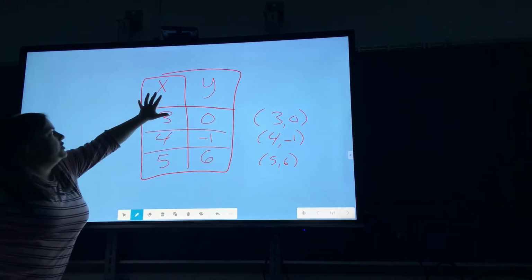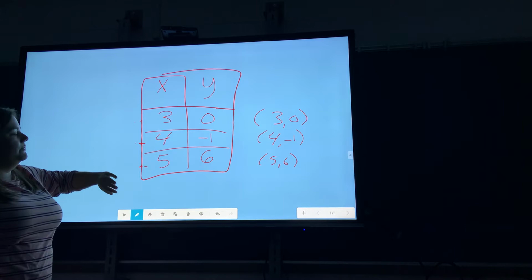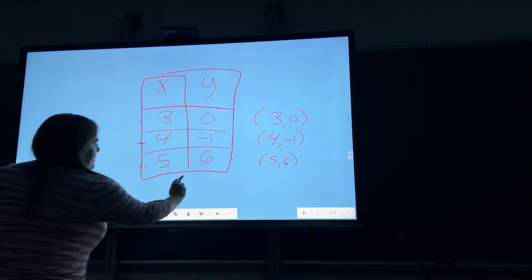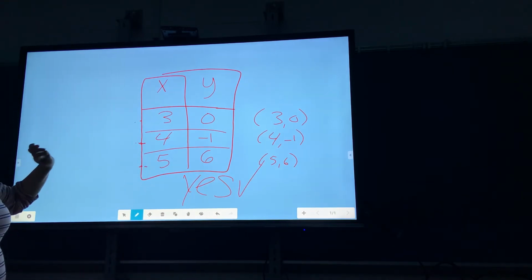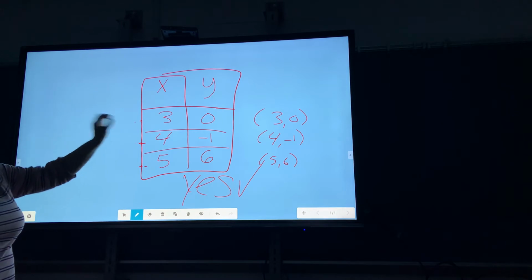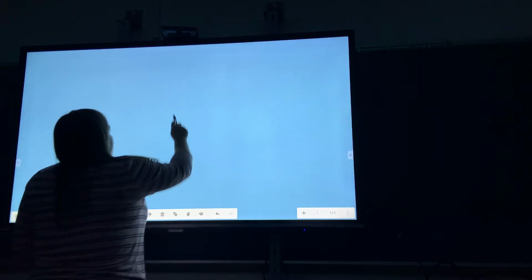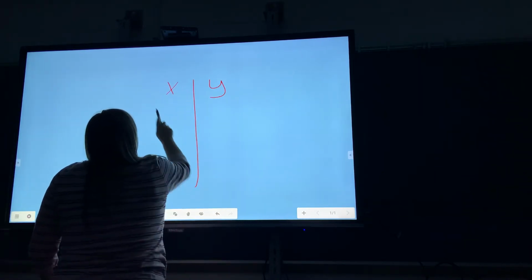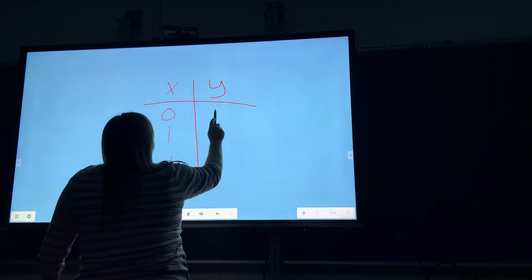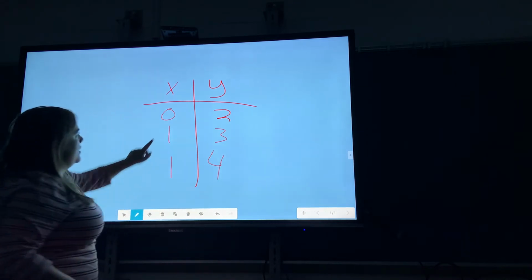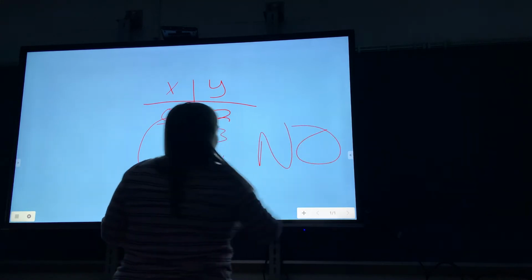So I'm just paying attention to my x's here. So if I look, I have a 3, I have a 4, and I have a 5. Nothing repeats. So yes, this is a function, and this is what it means by there's only one output per input. An example of something that would not be a function for one of these tables would be a 0, 1, 1, and then like a 2, 3, 4. So this is not a function because x repeats. So no, you can't have x repeat.